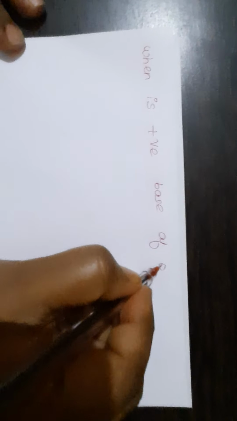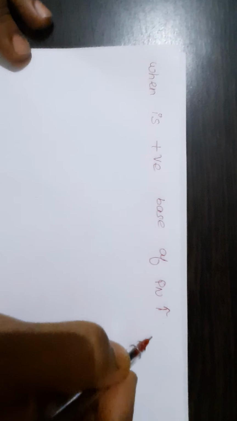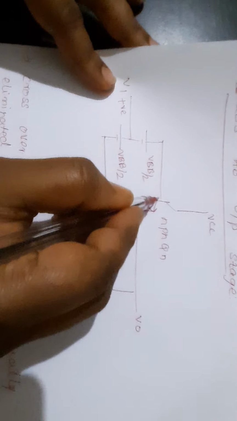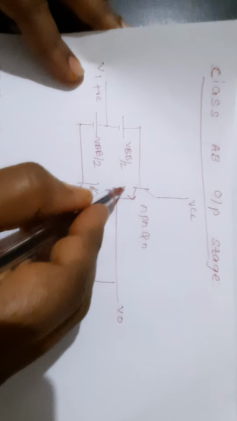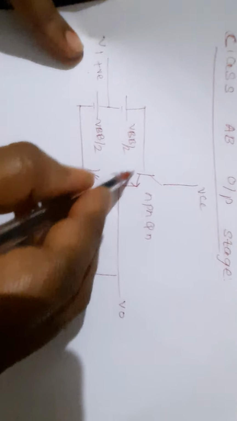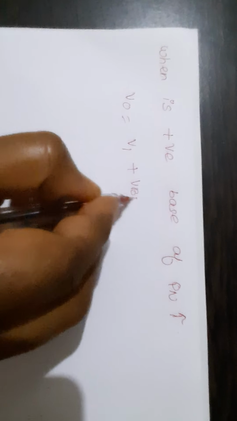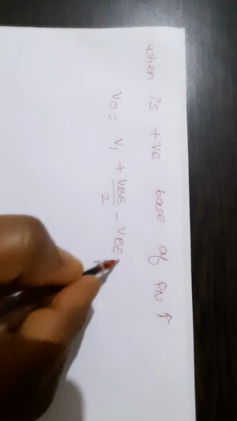When V1 is positive, the base of NPN transistor QN increases. Then we'll have the output voltage V0 equal to V1 when we give the positive voltage. Then this transistor will turn on, and this transistor will turn off. Then the output voltage will be V1 plus VBB by 2 minus the base emitter voltage. So I can write the output voltage is equal to V1 plus VBB by 2 minus the base emitter voltage of the NPN transistor.